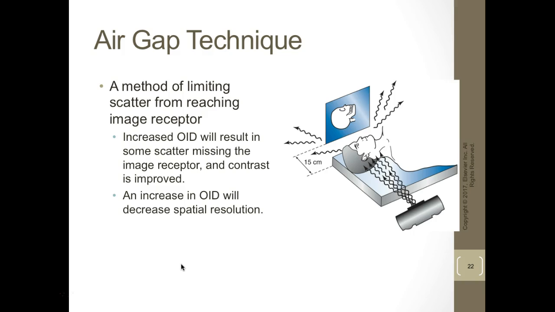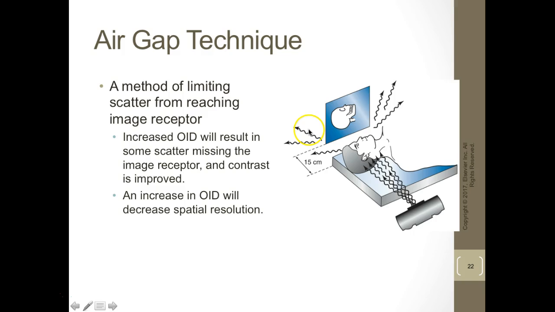The air gap technique. Okay, so if you don't have a grid, you can actually use an air gap technique. And what we do is we take the OID and we increase the OID, so the object to image distance. So here, we're taking this distance, we're increasing it. So here they have it at 15 centimeters. And the idea is it's equivalent to using a grid. So you shoot the patient cross table, and you're going to have a lot of scatter missing the image receptor, because it's going off in different directions. You're going to have some that hits it, but overall it's going to decrease the scatter hitting the image receptor.